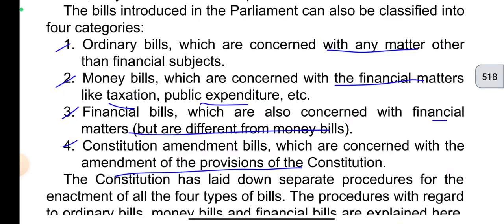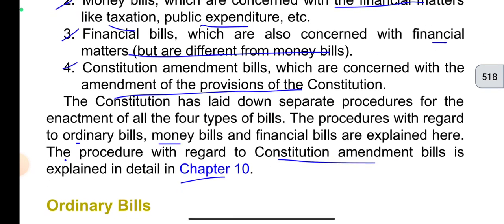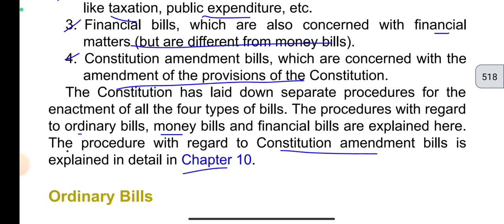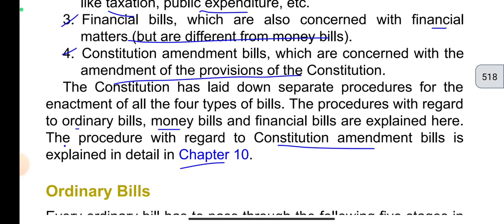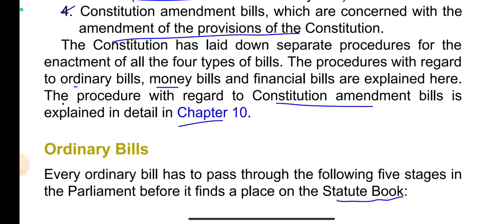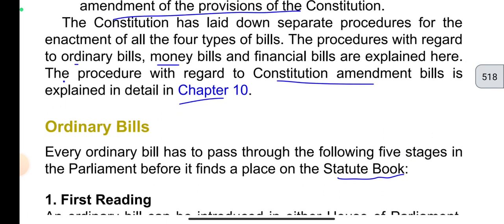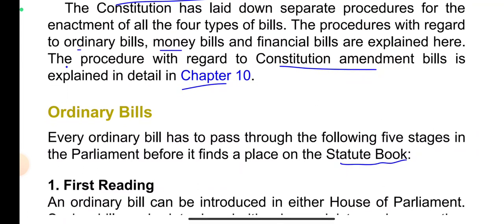The bills introduced in the parliament can also be classified into four categories: ordinary bills, which are concerned with any matter other than financial subjects; money bills, which are concerned with the financial matters like taxes and public expenditure, etc.; financial bills, which are also concerned with financial matters but are different from money bills; then constitution amendment bills, which are concerned with the amendment of the provisions of the constitution. The constitution has laid down separate procedures for the enactment of all the four types of bills. The procedures with regard to ordinary bills, money bills, financial bills are explained here. The procedure with regard to constitution amendment bills is explained in detail.